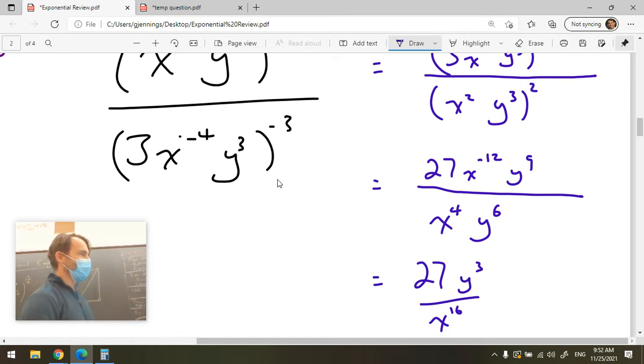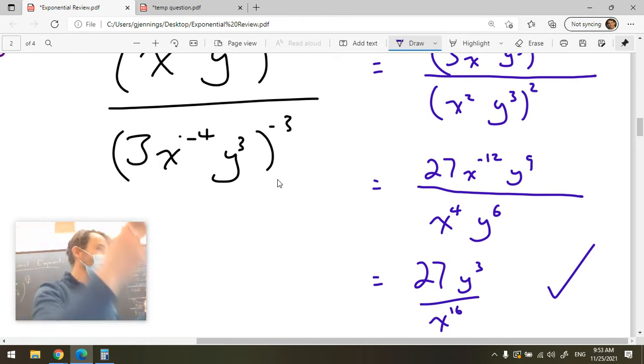When you originally do it, before you flip the x to the 16 down, it would all be on the top to start, and then you have to bring that down. You could write the whole thing on the top. You just have some negative exponents.